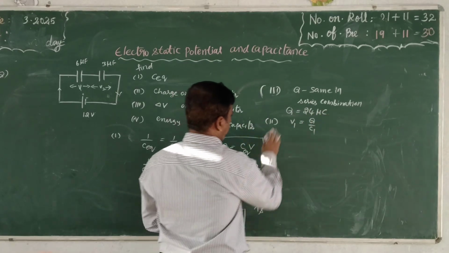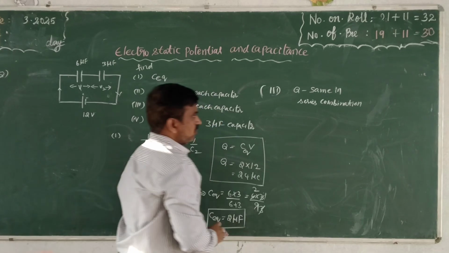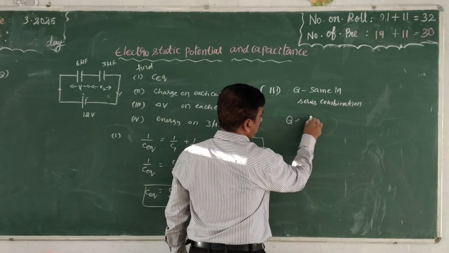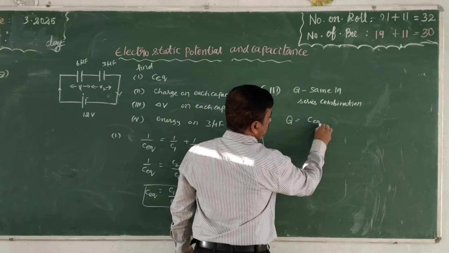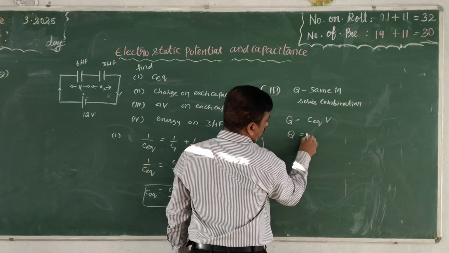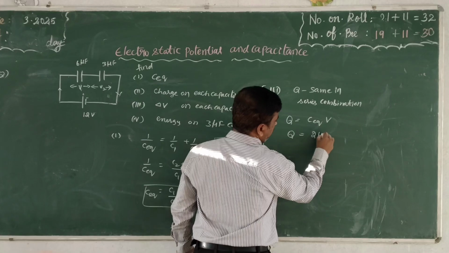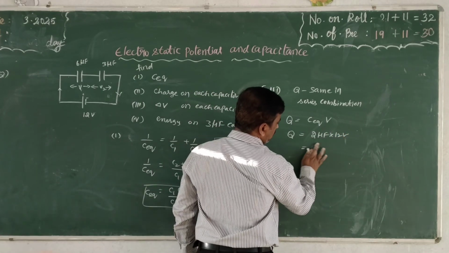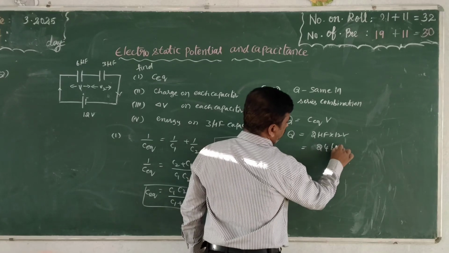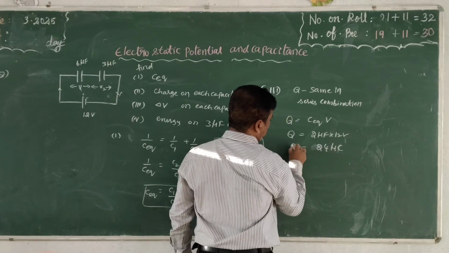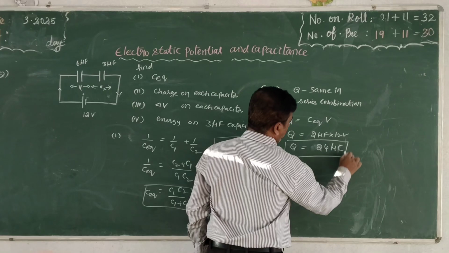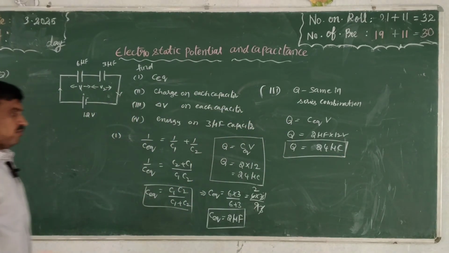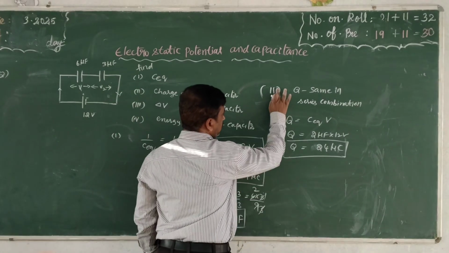See, charge is the same in series combination, so charge equals C equivalent into potential. Charge equals C equivalent, 2 microfarads, into potential, 12 volts. So 12 twos are 24, 24 microcoulombs. It is the total charge in the circuit. The charge will be the same in the series combination. So what is the charge now? 24 microcoulombs.